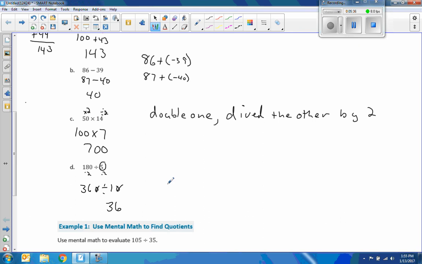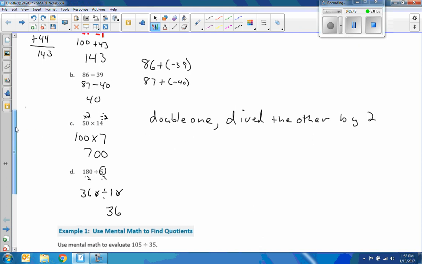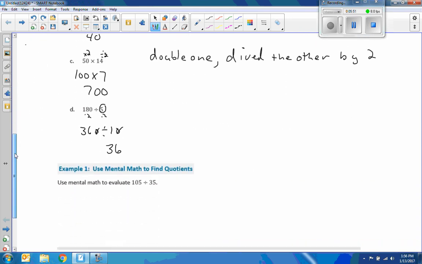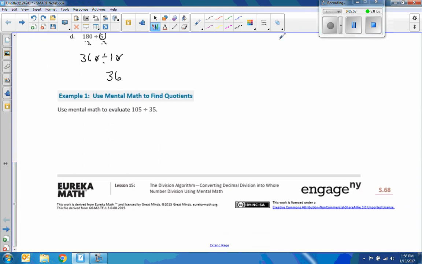Okay? So that's all supposed to be mental math. Do it in your head. If you see divided by 5, double it to make it 10. If I double that, I must double that. 360 divided by 10, drop the zeros, you get 36. Okay, those are a few little tricks for addition, subtraction, multiplication, and division of mental math.